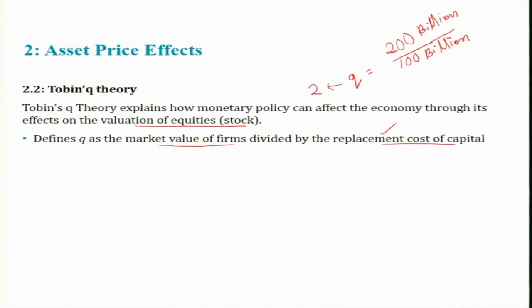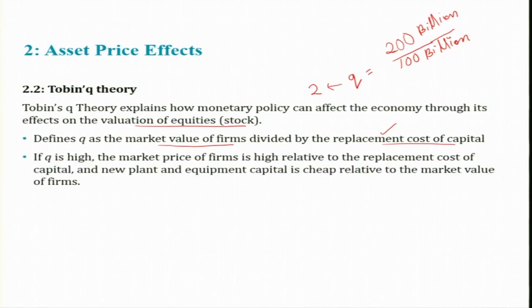So, what does it mean? It means if Q is high, the market price of firms is high relative to the replacement cost of capital, and new plant and equipment capital is cheap relative to the market value of firms. So, companies can issue stock and get a high price for it relative to the cost of facilities and equipment they are buying. Since the market values them more than their actual investment cost, investment spending will rise because firms can buy a lot of new investment goods with only a small issue of stock.